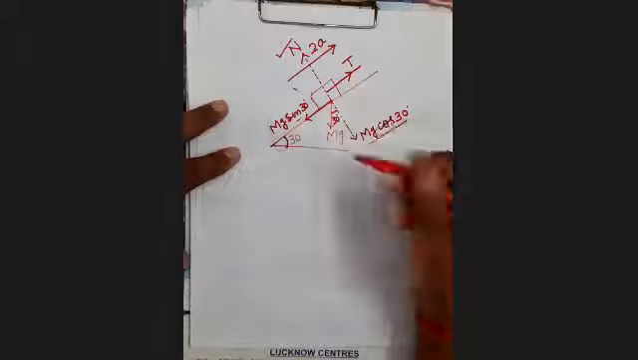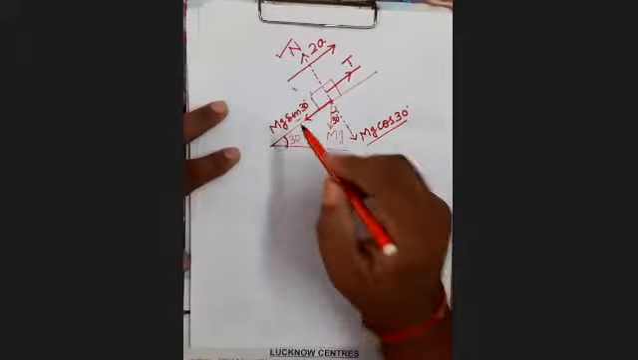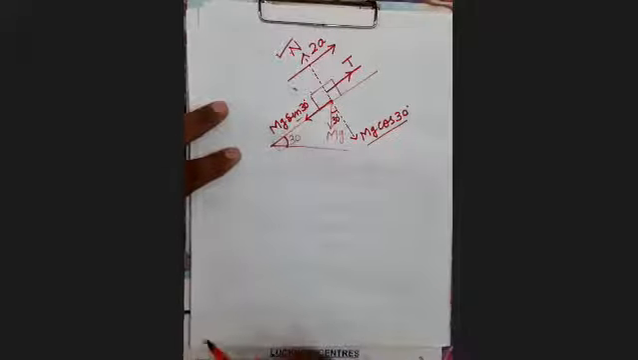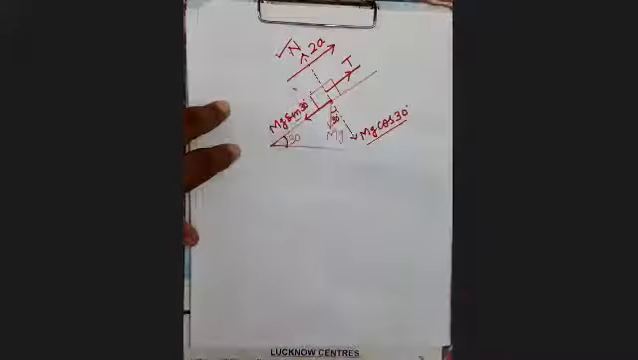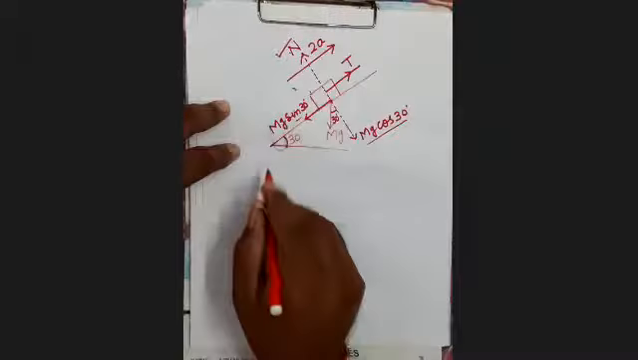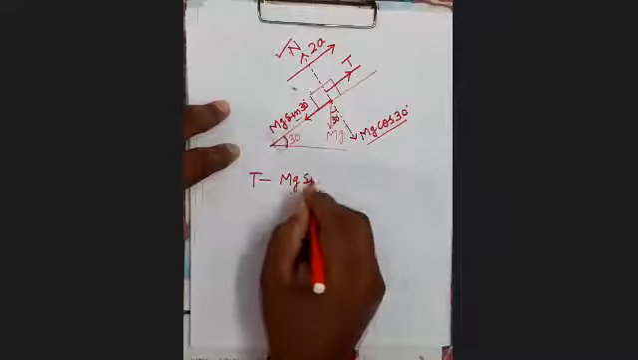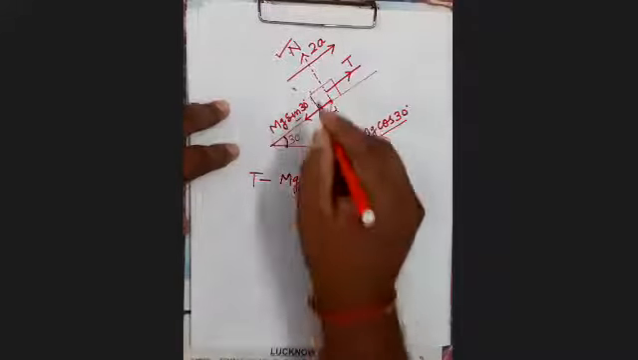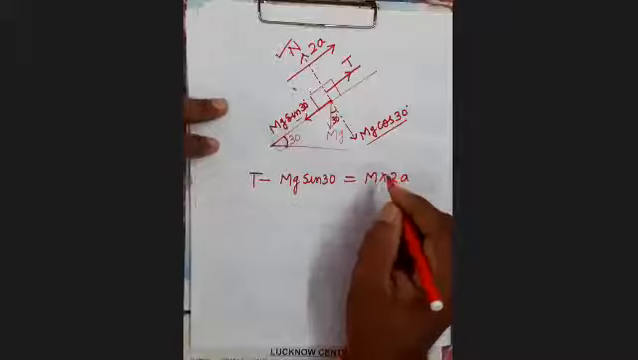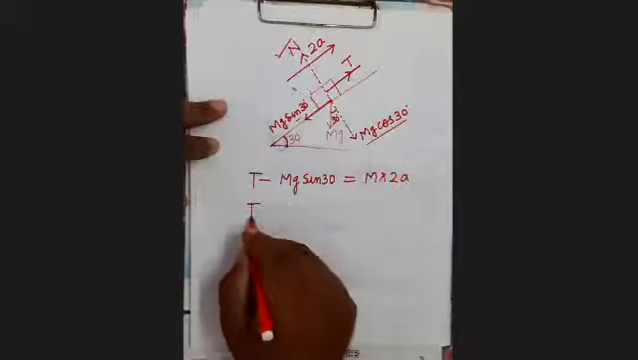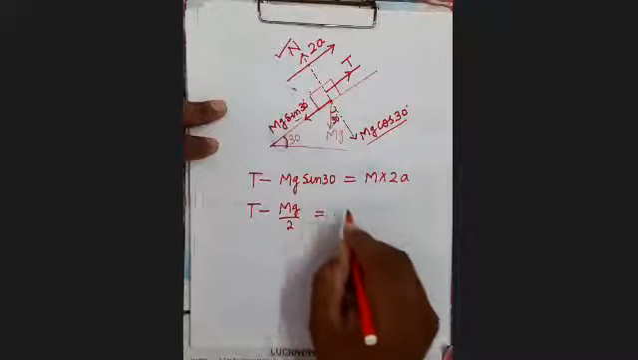But since the surface is smooth, there is no role of N and mg cos 30 on the motion of the block. See here, if you write the equation of motion, it is moving up the incline, therefore T will be bigger, mg sin 30 will be smaller. It will be T minus mg sin 30 equals to its mass m times acceleration 2a. Acceleration is given 2a. So it is T minus mg upon 2, since sin 30 is 1 by 2, equals to 2ma.